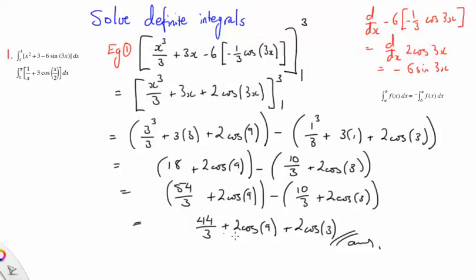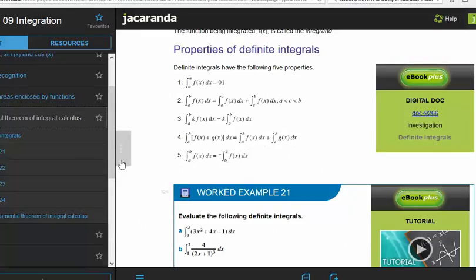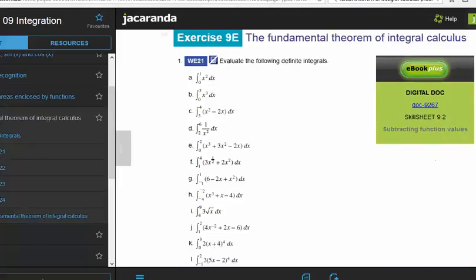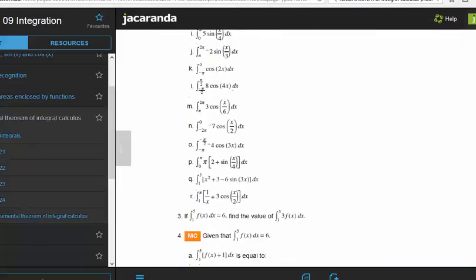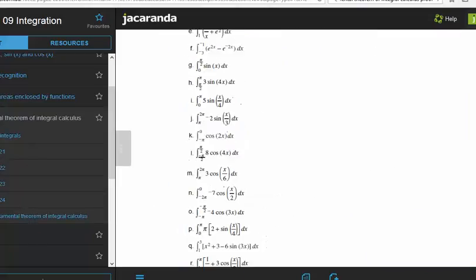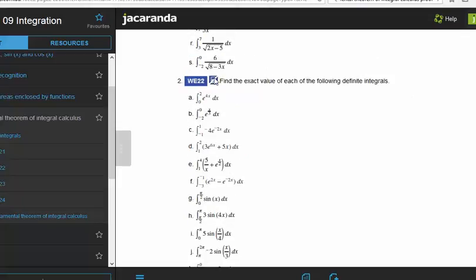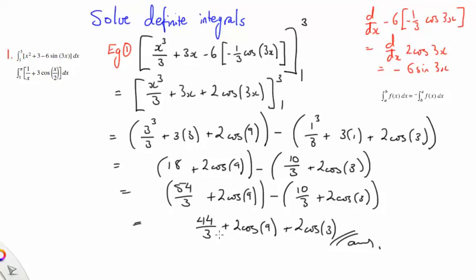So, as an exact value, let's see what the book wanted for that. I took some tricky ones. The book says find the exact value, without a calculator. So that's what it would expect from you.